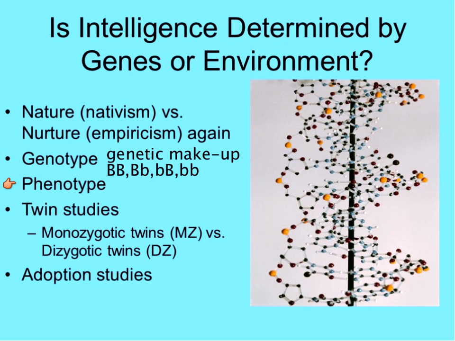Phenotype refers to what? How many biology people do we have here? Your physical appearance, your characteristics. It's the observable traits given rise to by the underlying genotype.